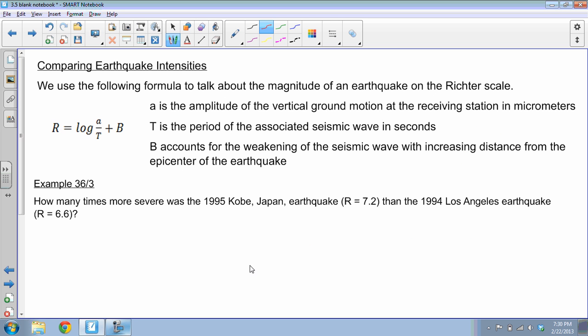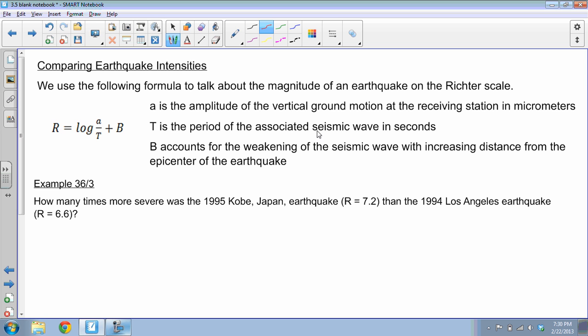So now we have some actual applications to this. One of them being earthquake intensities. This is a formula we're going to use for earthquake intensities that allows us to calculate the magnitude of an earthquake on the Richter scale, which hopefully we've all heard of before. In this, A is the amplitude of the vertical ground motion at the receiving station in micrometers.